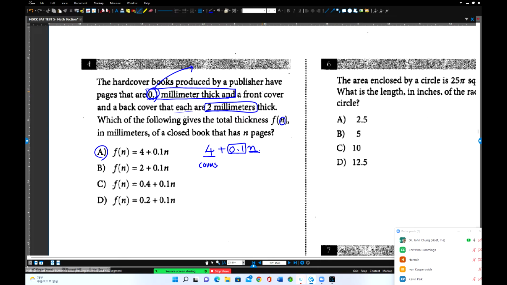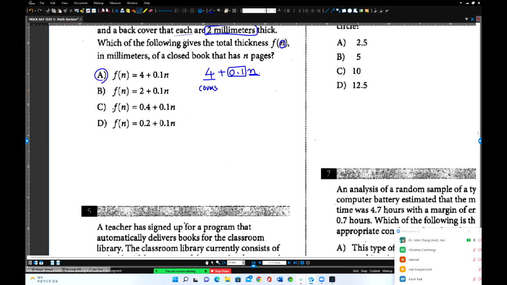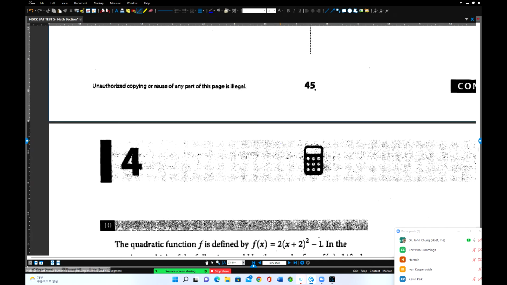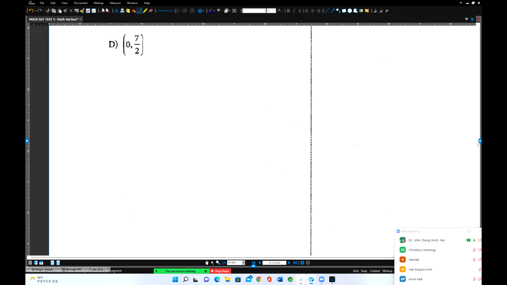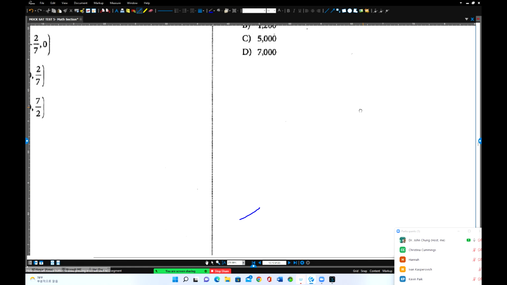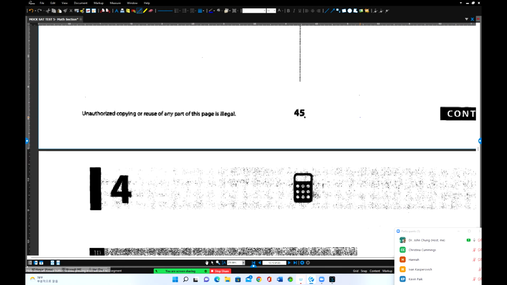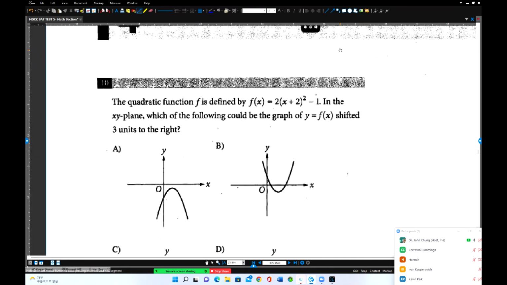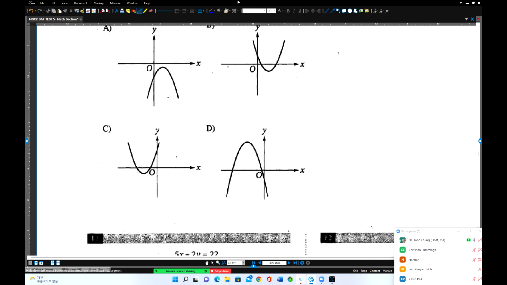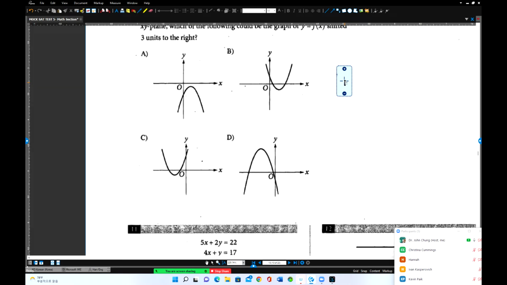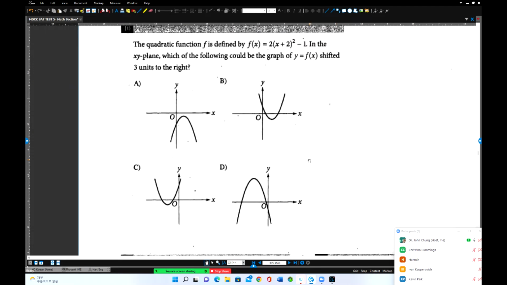That is number 4. Now move on to number 10. Okay, what is 10? Oops. This is 10. Oh, this is 9. Oh, this is 10. Looks like 11. Oh, this is 10. That's right. Okay, this is 10. That's true.